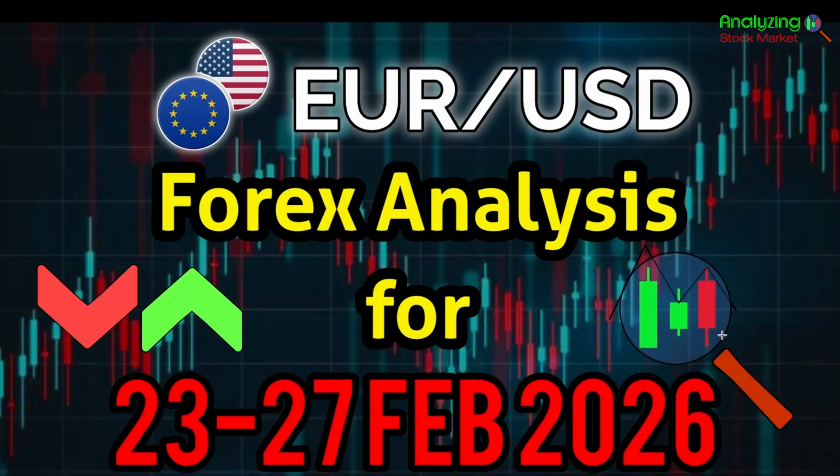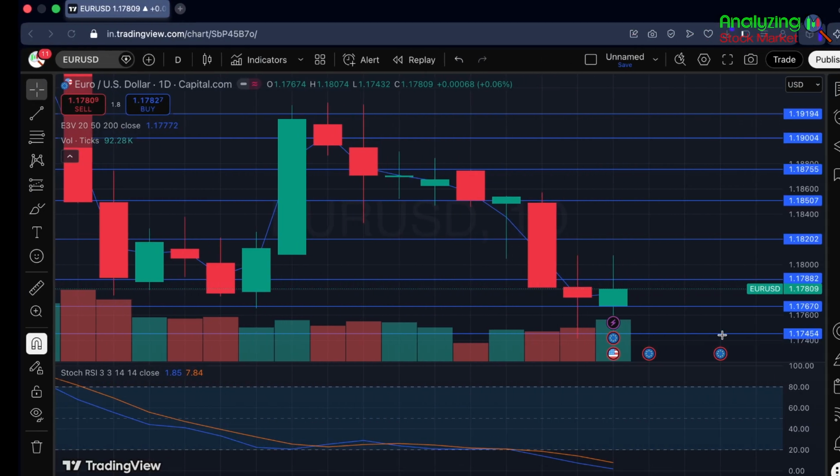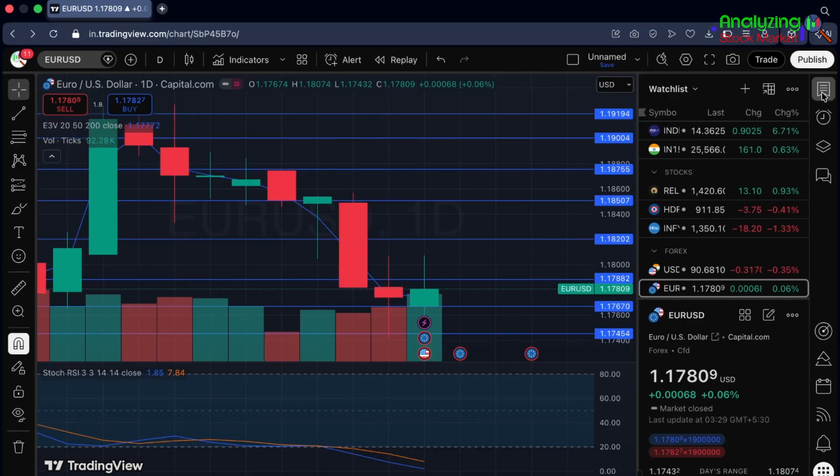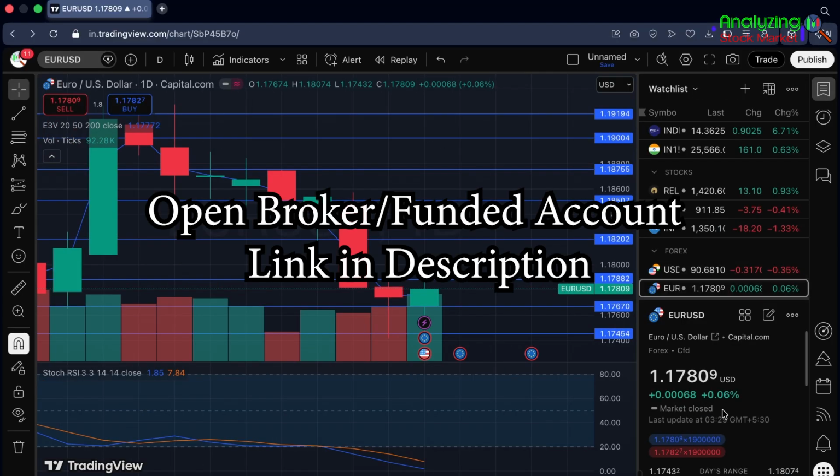So today we'll be talking about Euro USD pair, where we'll do the Forex analysis for 23rd to 27th February 2026. So let's go straight to our chart. Here this is our chart of Euro USD. Let's now talk about the closing first. Here on Friday, a 0.06% positive move. 1.17809 was the closing on Friday.